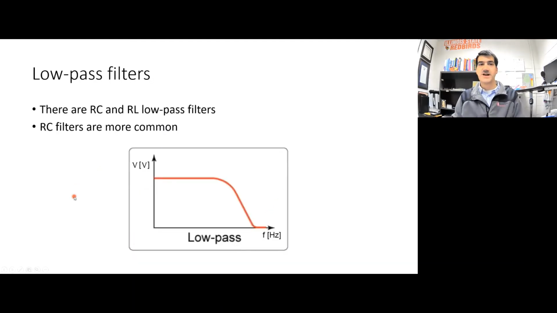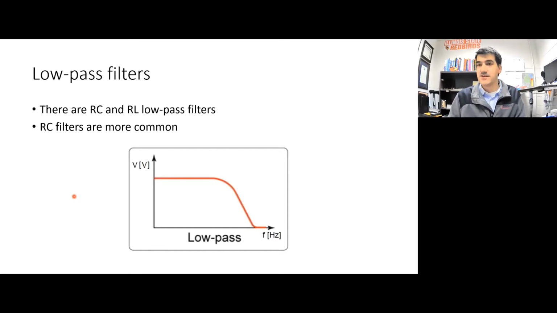All right, we're going to talk today about low-pass filters, and there are two different kinds of low-pass filters that we will talk about. There are more, but in this class we're just going to focus on RC and RL low-pass filters. Those are filters that only have resistors and capacitors, or resistors and inductors. If you look it up online, there are other kinds of low-pass filters that are beyond the scope of this class, so we're just going to focus on these.